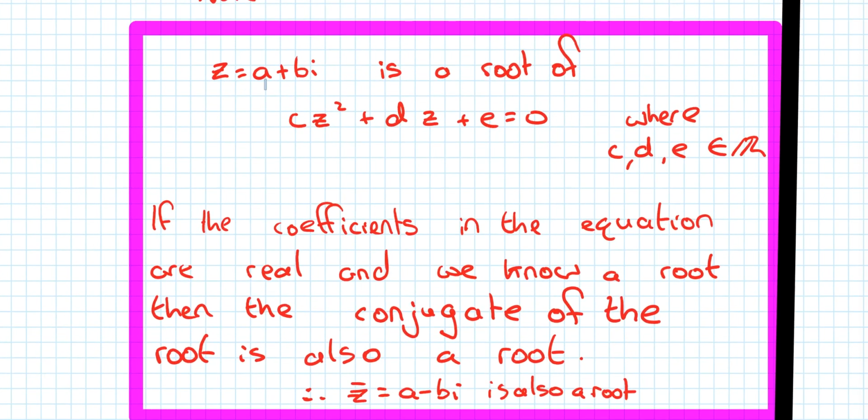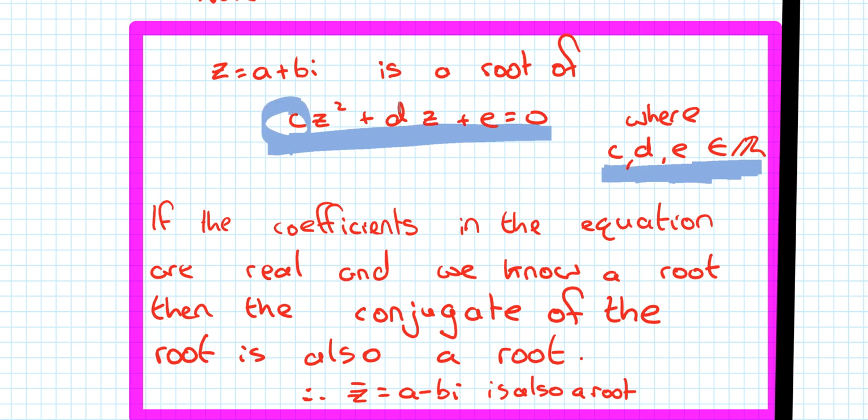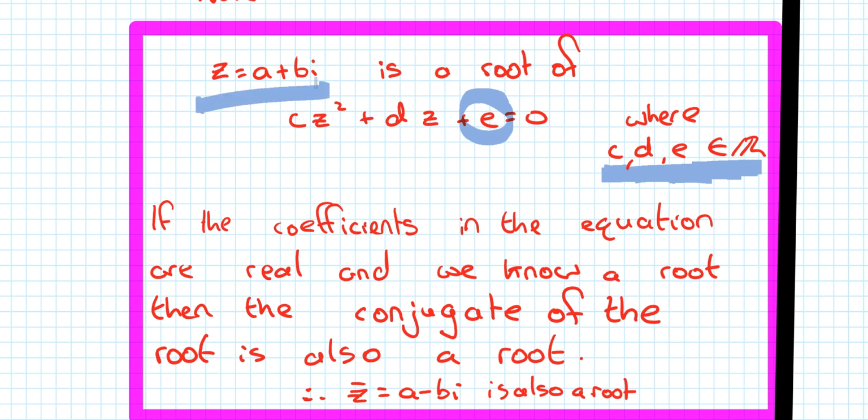So if z is equal to a plus bi is a root, I know this is a root, it is given, of this. And I know c, d, and e are elements of the real numbers, as in there's no i's here, there's no i's here, and there's no i's here. And I know z1 is a root.